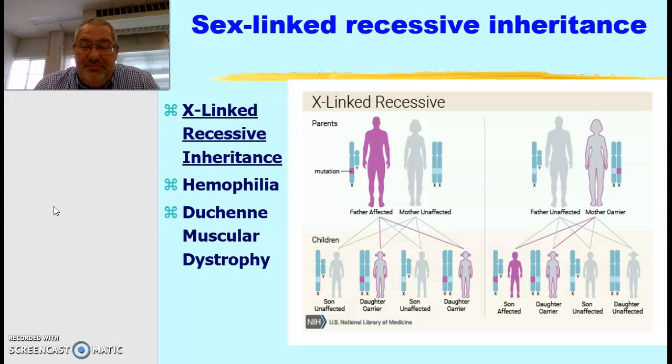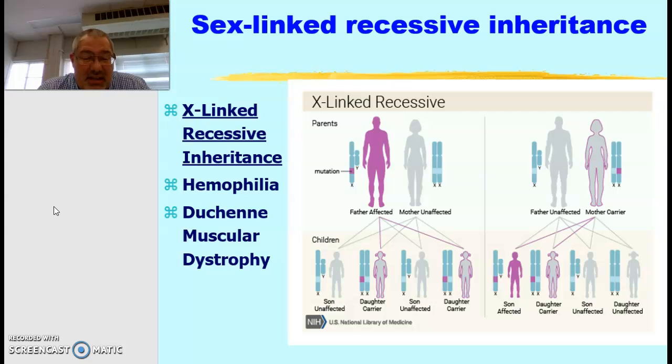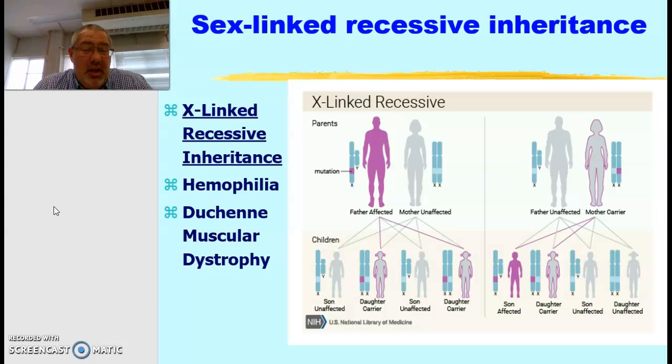You will notice that sons are more likely to inherit an X-linked condition at a greater probability than are daughters. And it is often the mother who transmits such a disorder or condition to her son.